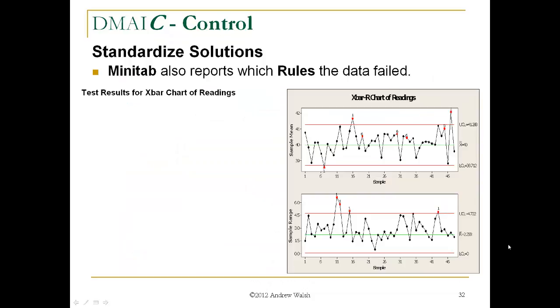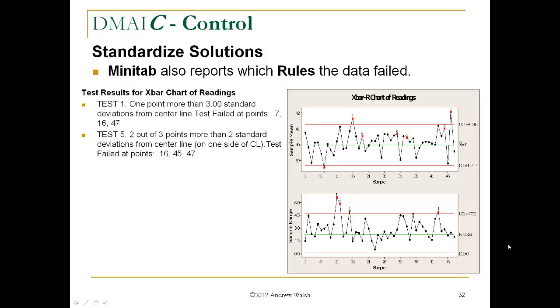Besides the graphs that are generated, Minitab will also generate descriptive data in the session window. So here are the test results for X-bar chart readings. Test 1: 1 point more than 3 standard deviations from center line. Test failed at 0.7, 16, and 47. So it'll give you what the failure was, what the test was, and where it happened. Same thing for test 5: 2 out of 3 points more than 2 standard deviations from the center line. Where did it fail? 16, 45, and 47. Test 6: 4 out of 5 points more than 1 standard deviation from the center line on one side of the control limit. Test failed at 19, 30, 33, and 47.